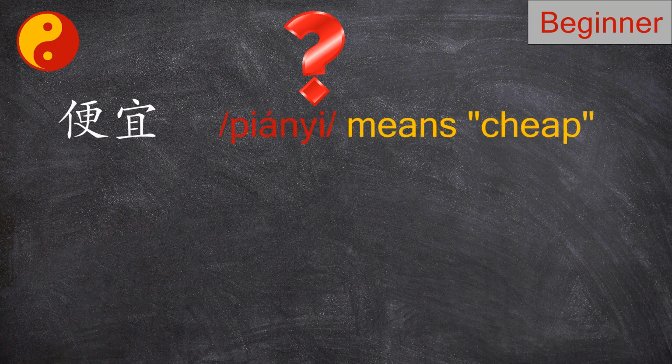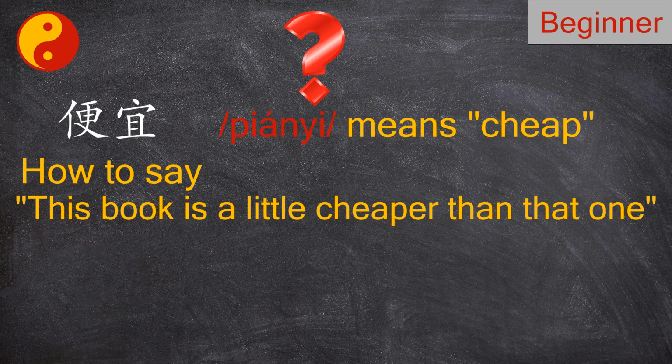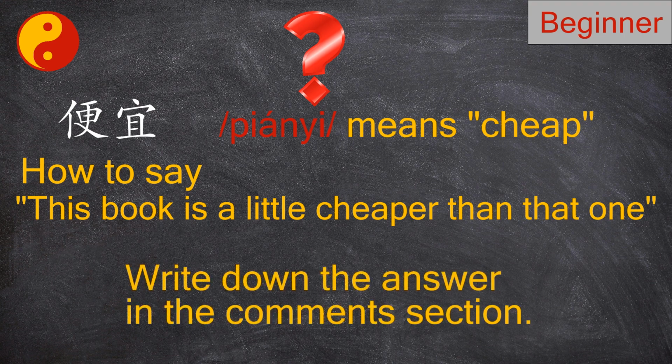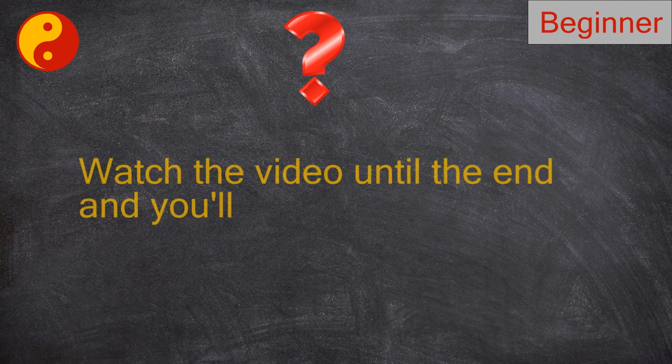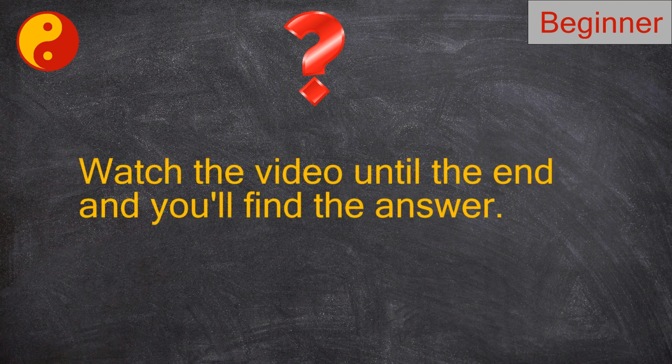Now, here's a question for you. 便宜 means cheap. How to say this book is a little cheaper than that one? Write down the answer in the comment section. Watch the video until the end and you'll find the answer.